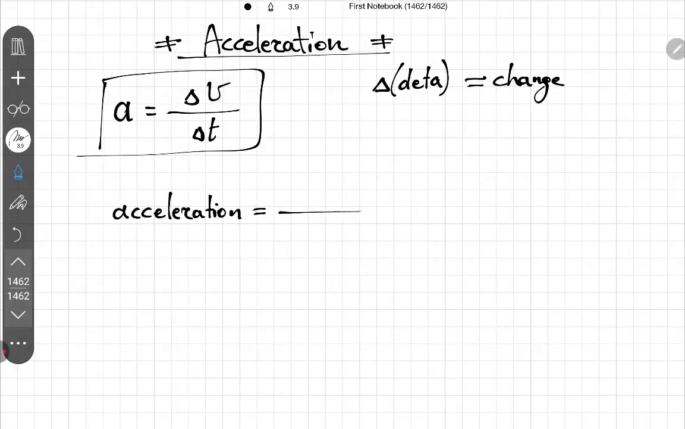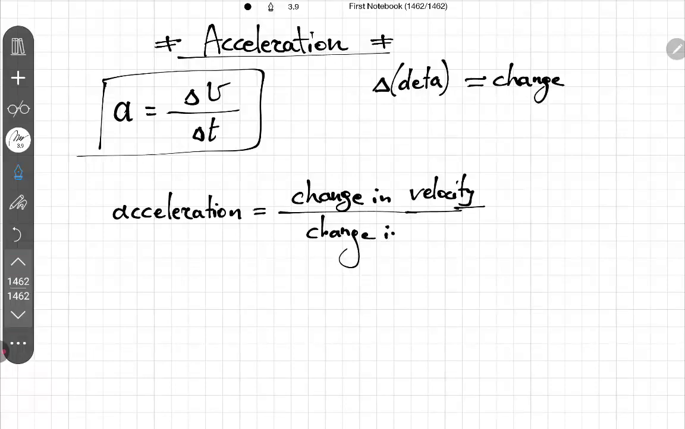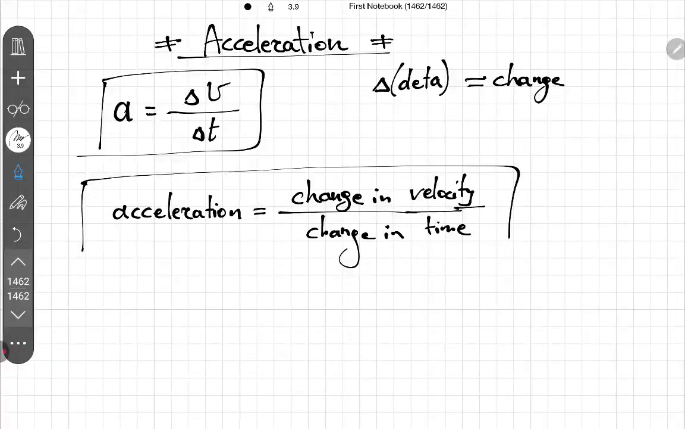So it means basically, acceleration equals change in velocity divided by change in time. So this is our fundamental equation for acceleration.